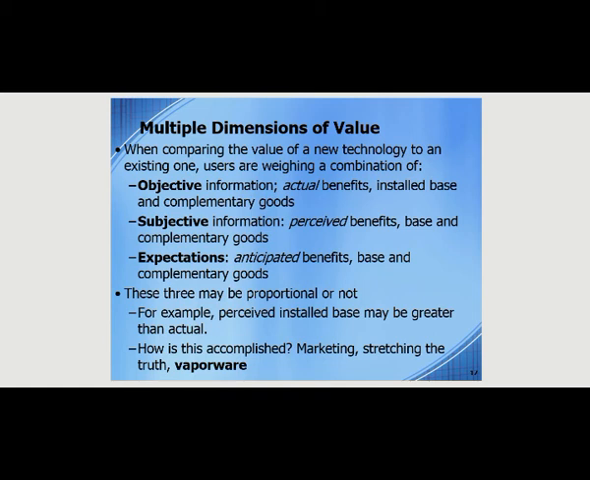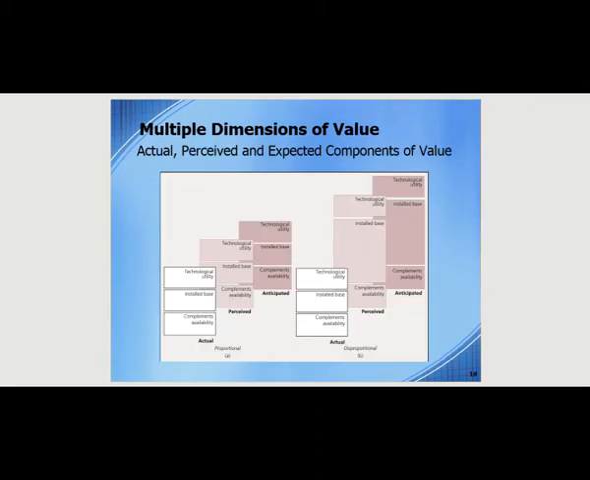How is this accomplished? Marketing, stretching the truth, which is also known as vaporware. Vaporware are products that are not actually on the market and may not even exist but are advertised. This figure shows the actual, perceived, and expected components of value. Please study this carefully, even refer to your book if you need further explanation.